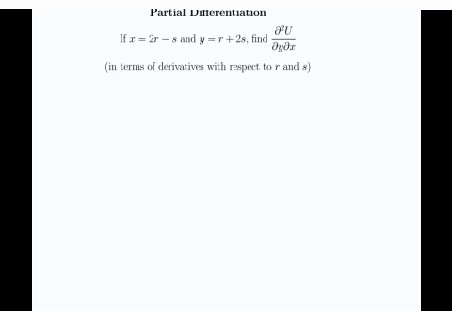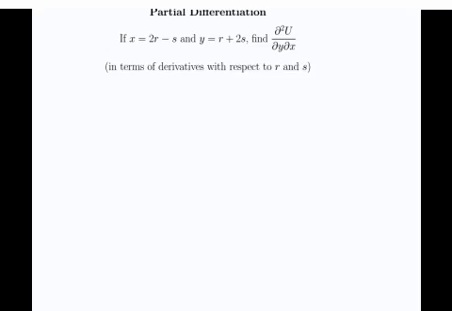It's an unknown function, so my answer will be in terms of partial derivatives of capital U, because I don't know what capital U is. And if U is a function of x and y, which are both themselves in terms of r and s, then capital U can also be expressed as a function of just r and s, and it's those partial derivatives that we're asked to leave our answer in terms of.